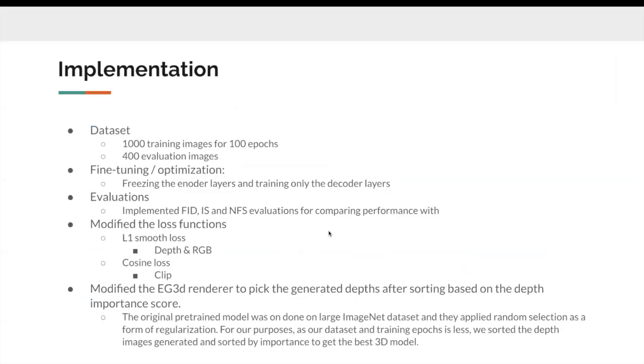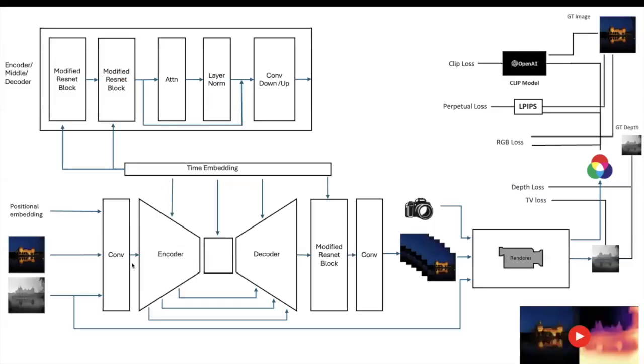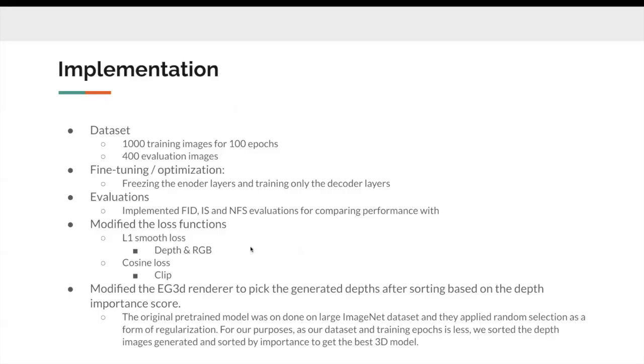Finally, we come to the implementation of our model setup. As explained before, we are using the pre-trained model that was tuned on ImageNet, and now we are fine-tuning on our dataset. For our purposes, we took 1,000 training images and we ran it for 100 epochs, and we are also evaluating on 400 images. So for fine-tuning and optimization, since we have a pre-trained model, we are basically freezing the encoder layer and the convolution layer, and we only have the trainable middle layer and the decoder layer. For evaluations, we are using the same evaluation metrics as the authors of these papers: the FID, the IS, and the NFS scores.